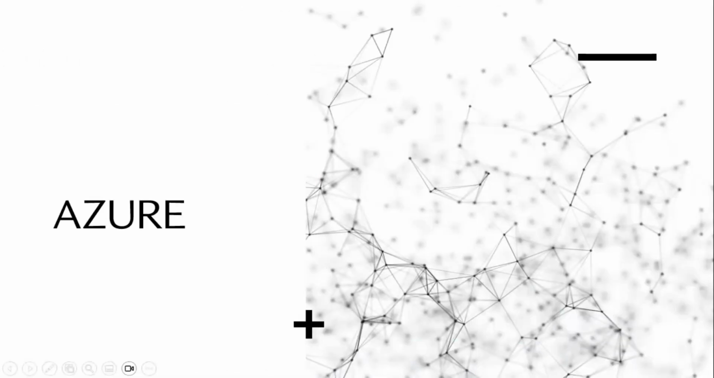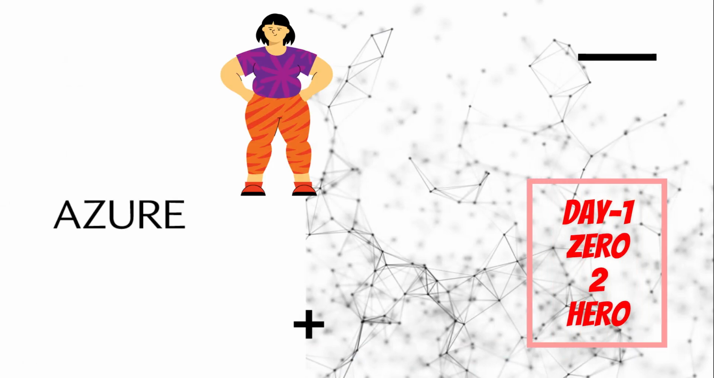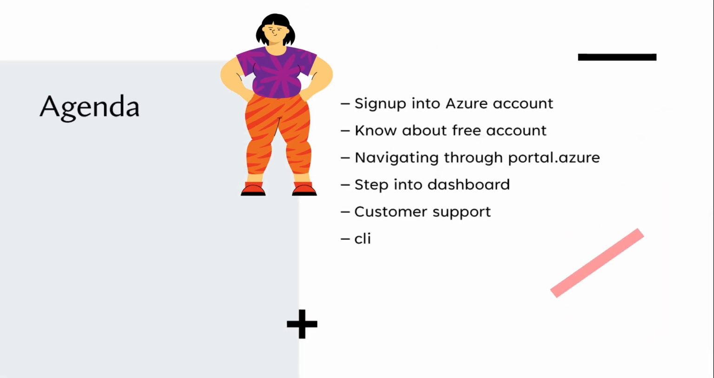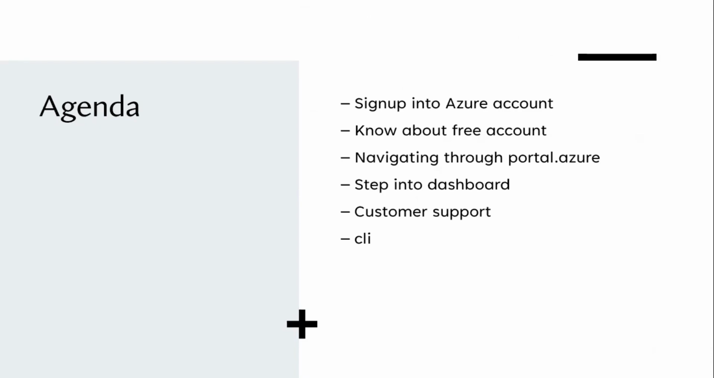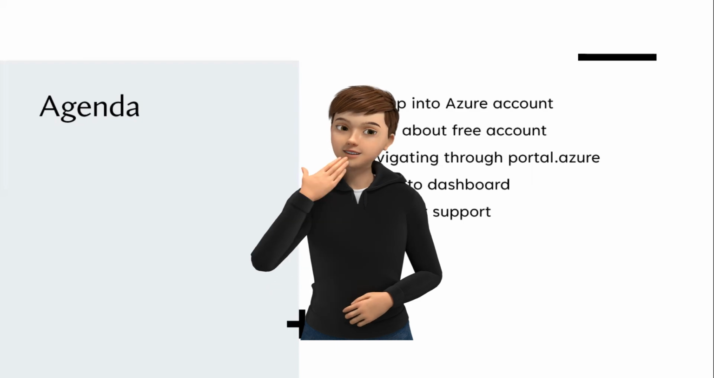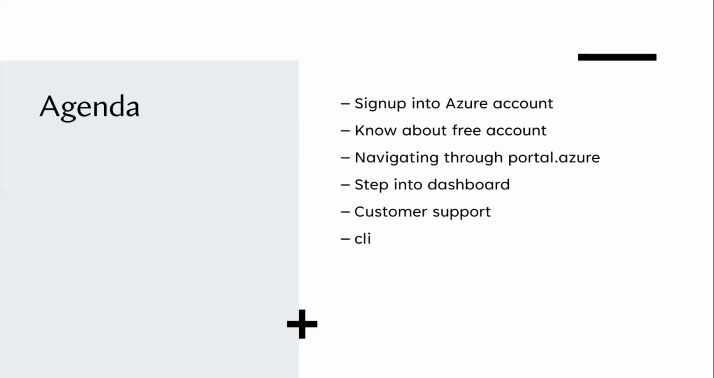Today we are going to look into the Azure series Day 1 Zero to Hero. As part of the Day 1 agenda, we are going to look into signing up for the Azure account, knowing about the free account and its benefits, and navigating through portal.azure.com after we register or sign up for an Azure account. After that, we will have a look into the services from the Azure dashboard, customer support and CLI. I once again welcome you all to the Azure series Zero to Hero.